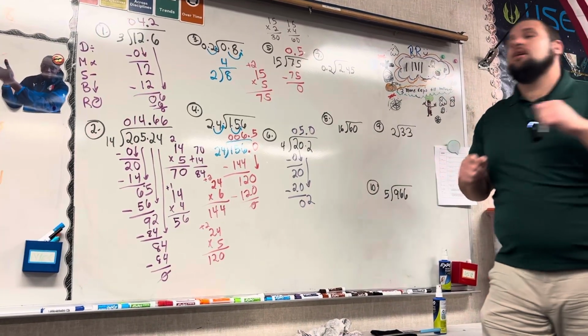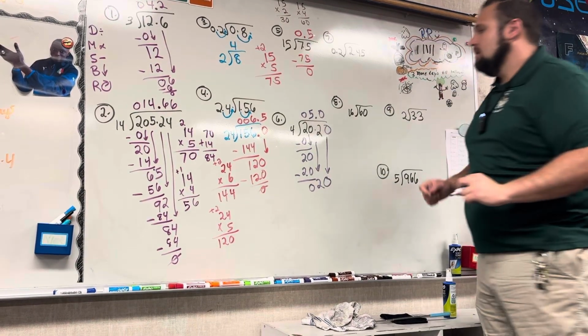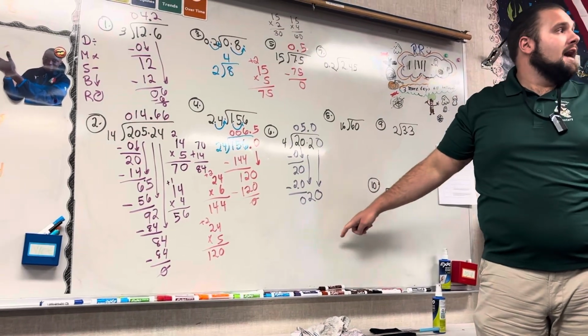And now we draw in another 0. We take one of those invisible zeros out, and we say, hey, we're going to use you. 4 goes into 20, 5 whole times.